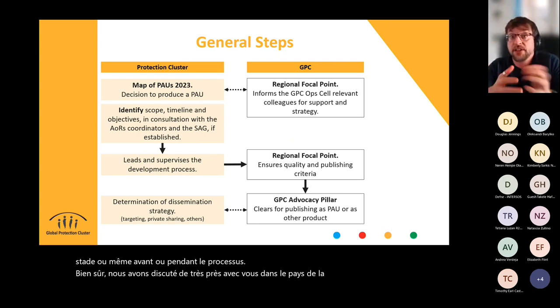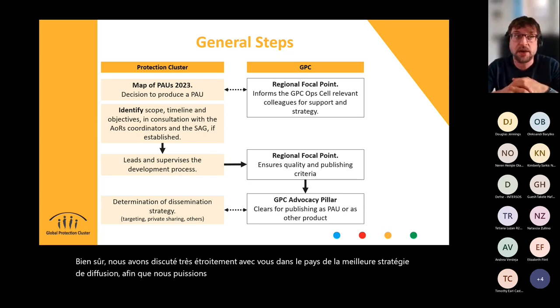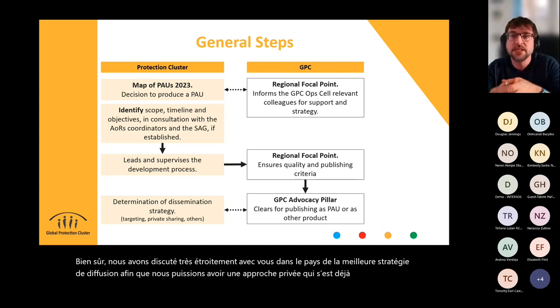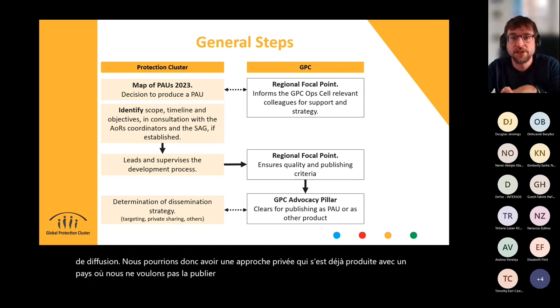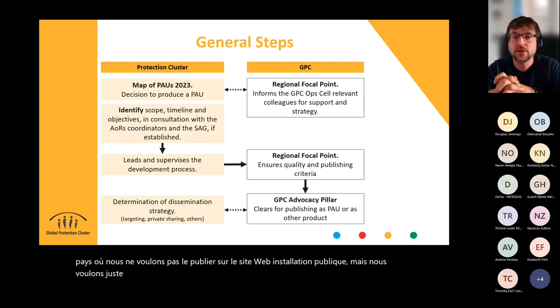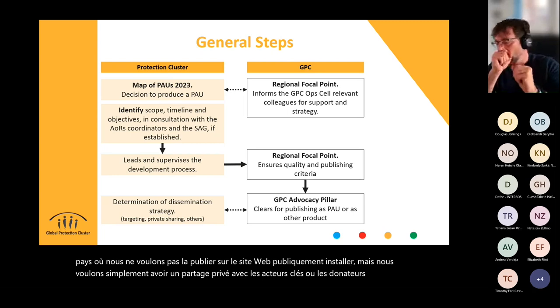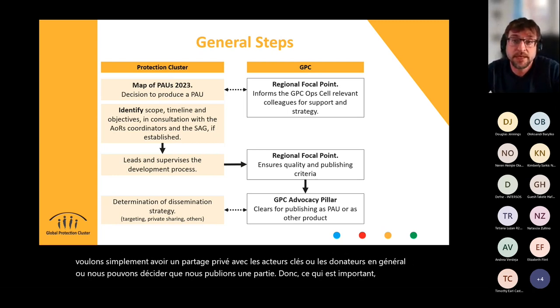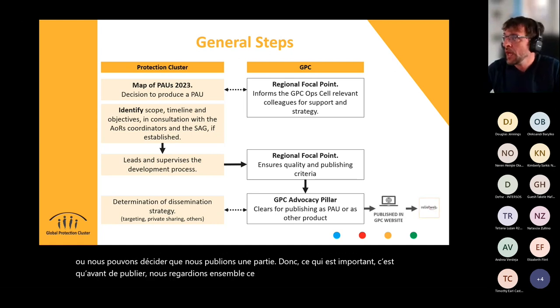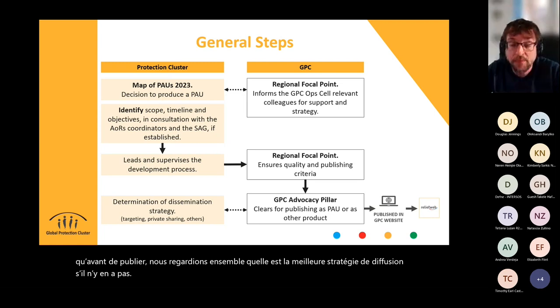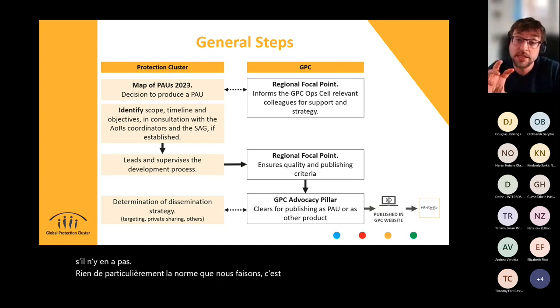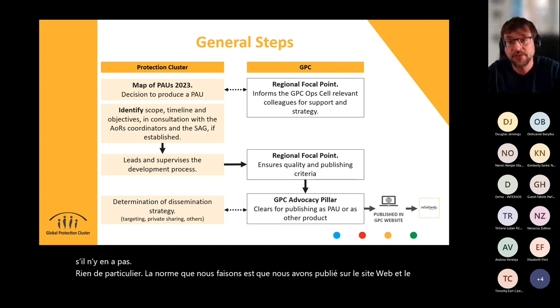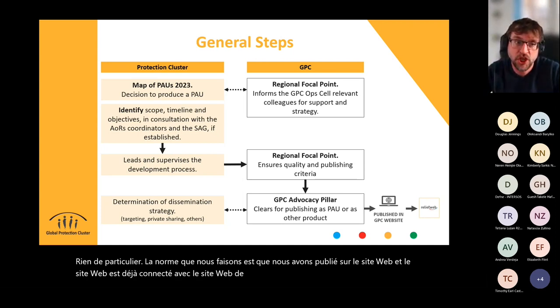So we could have a private approach, which has already happened with some countries, where we don't want to publish it publicly on the website, but just want to share it privately with key actors or generally the donors, or we can decide that we publish part of it. What is important is that before publishing, we look together at the best dissemination strategy. If there is nothing particular, the standard is that we publish it on the website, and the website is already connected with ReliefWeb and other platforms. So that's maybe the other change.